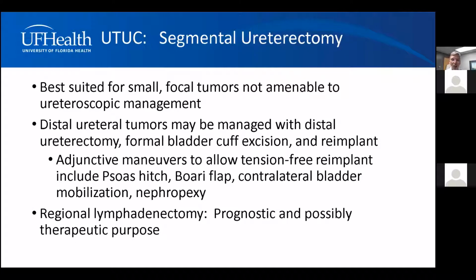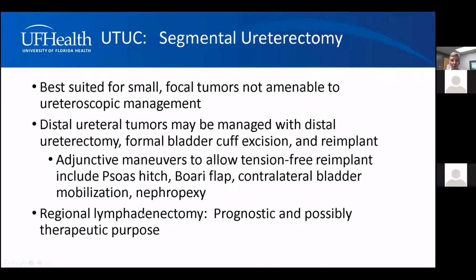So let's talk about segmental ureterectomy. It's best suited for small focal tumors not amenable to ureteroscopic management. If you can't really remove that cleanly, then this would be an option. Distal ureteral tumors can be managed with a distal ureterectomy and then a formal bladder cuff and a reimplantation.